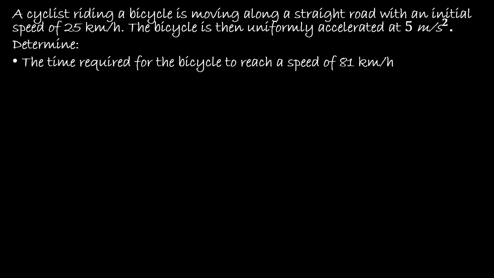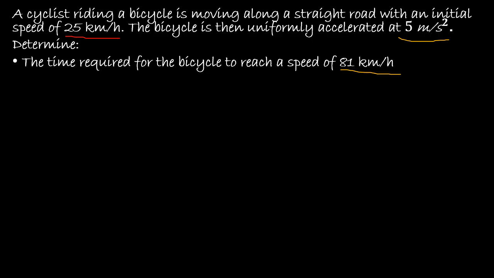So our first question we'll be solving is: a cyclist riding a bicycle is moving along a straight road with an initial speed of 25 kilometers per hour. So we are given our initial speed or initial velocity of 25 kilometers per hour. The bicycle is then uniformly accelerated at 5 meters per second squared. So our acceleration is 5 meters per second squared, and the question says you should determine the time required for the cyclist to reach a speed of 81 kilometers per hour.